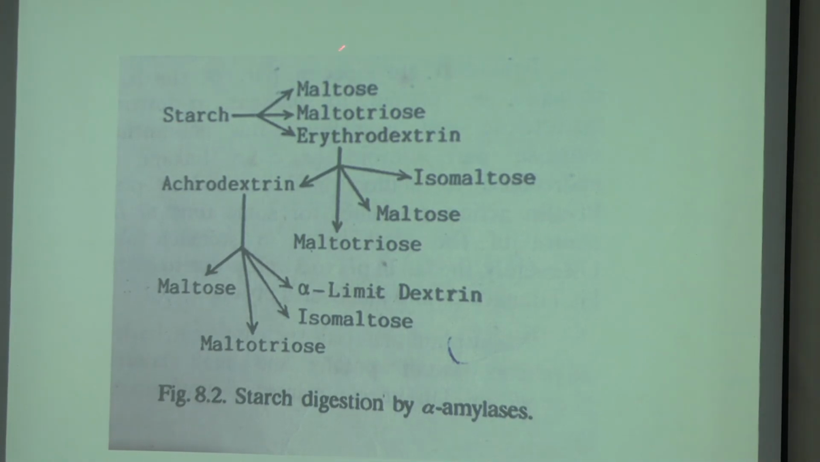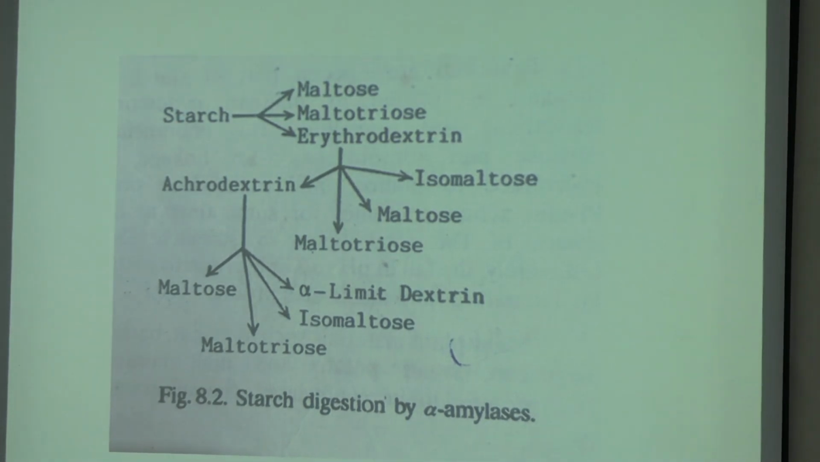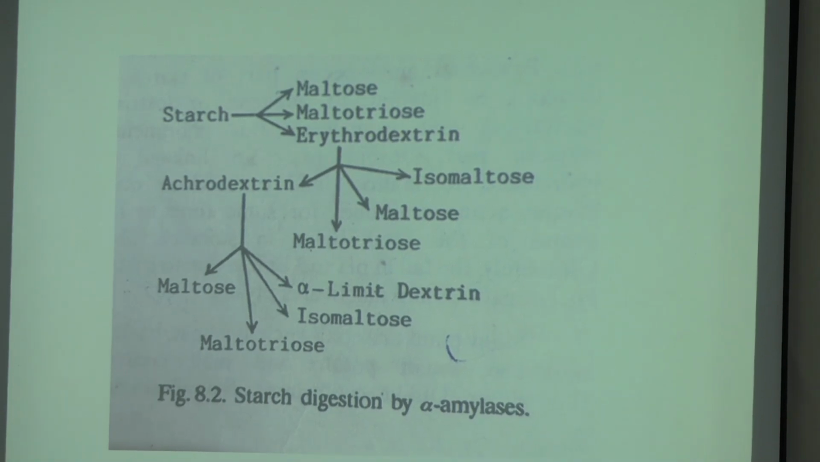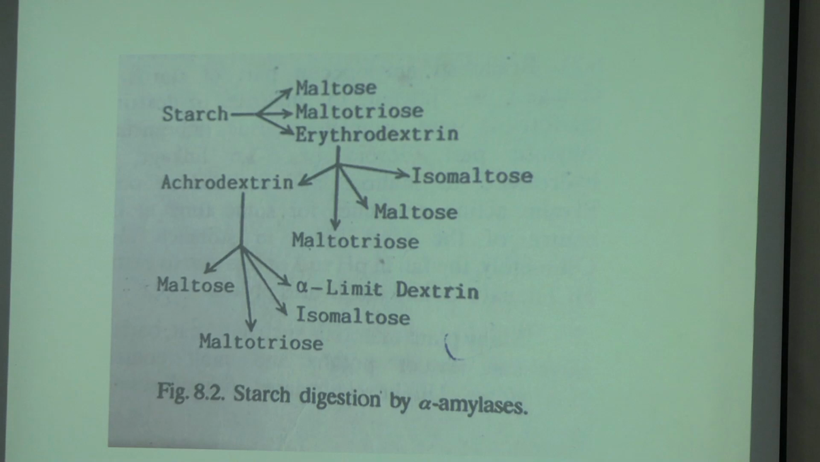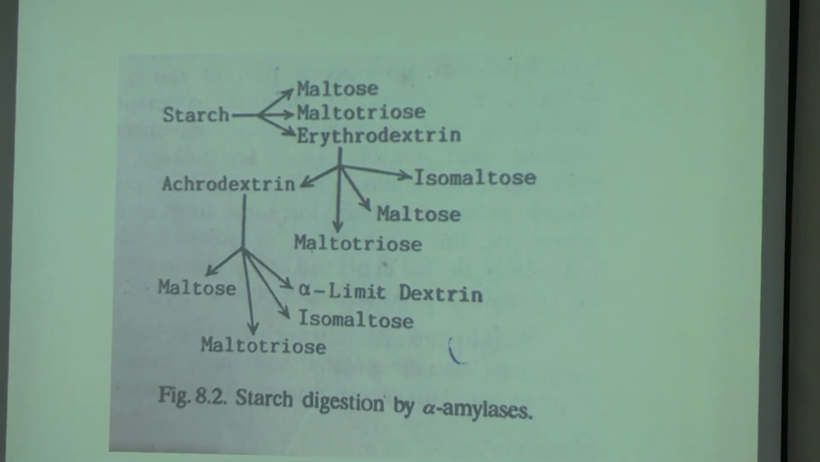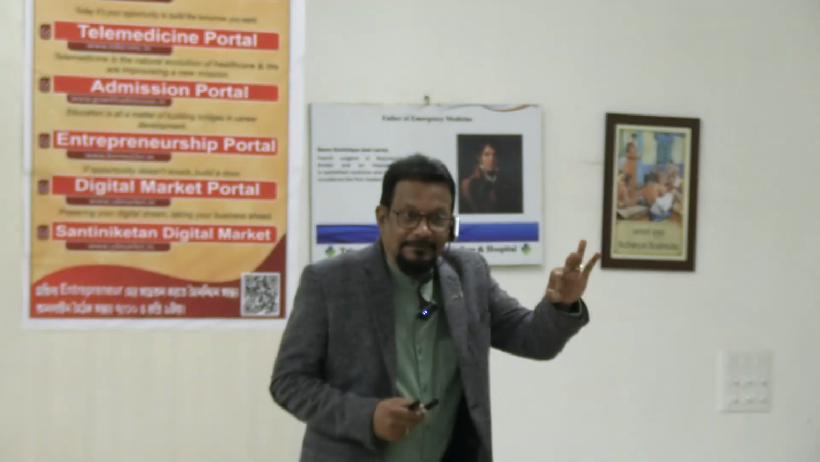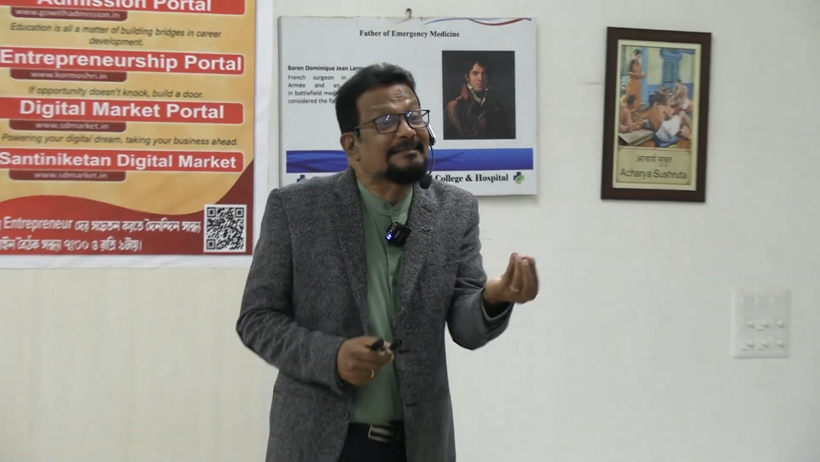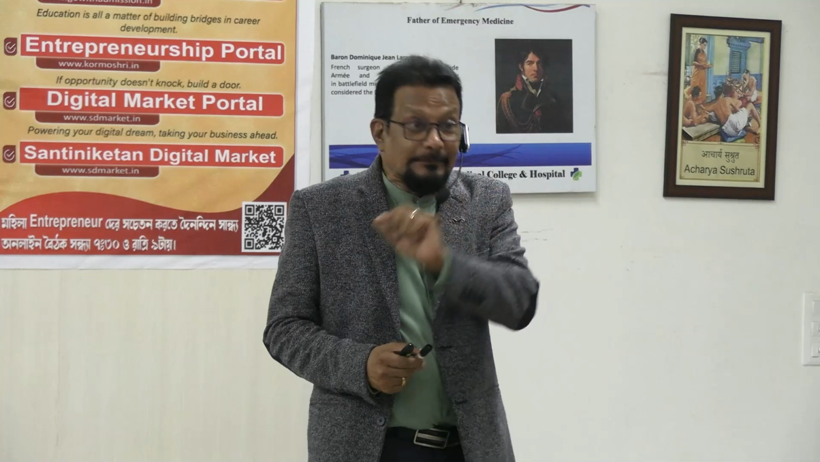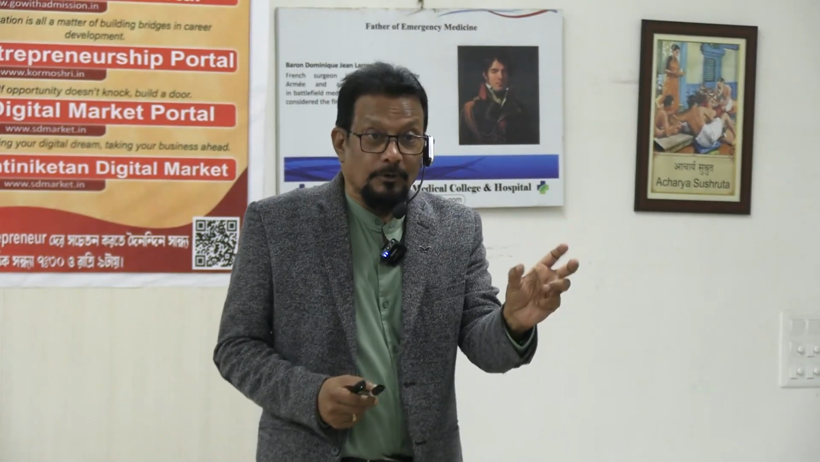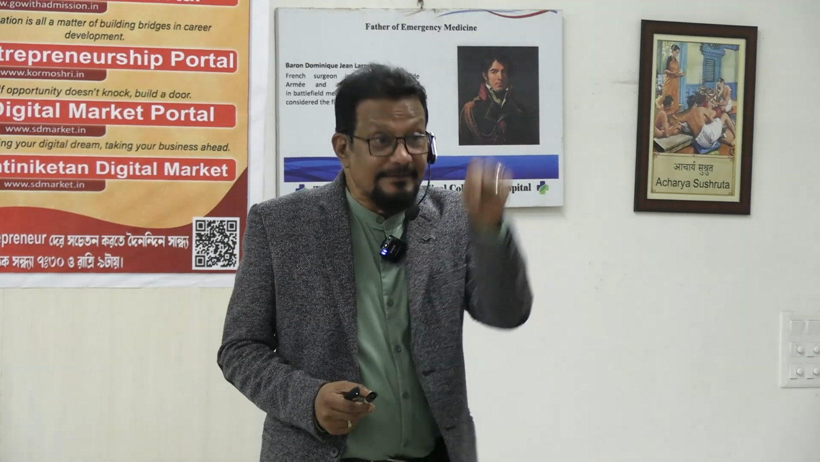Starch, then maltose. Maltose means 2 glucose units. Maltotriose, 3 glucose units linked together. And erythrodextrin, more than 10 glucose residues. Why is it erythro? If you add iodine solution, it will produce a red color. We know starch gives a blue color. But dextrin formation will be confirmed when we see the red color on addition of iodine.